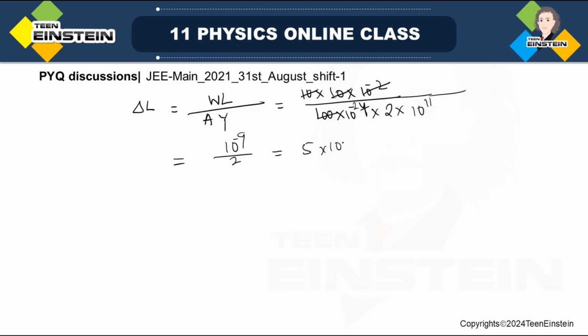So 5, oh, I see, this will be 0.5. Okay, 0.5. Just let me see once again. I have 0.5. Okay, 0.5 into 10 to the power minus 9. Yes, so either we have to write 0.5 into 10 to the power minus 9 meter, or we have to write 5 into 10 to the power 10 meter.